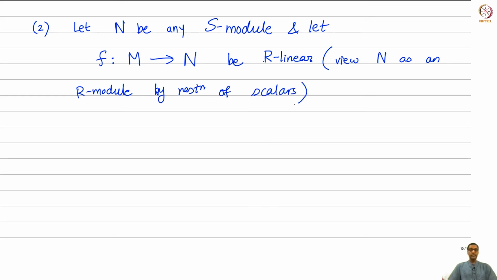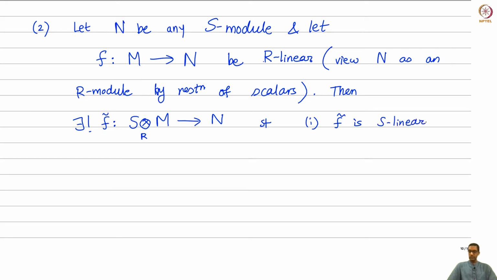Okay, so when you do this, both sides become R modules and you can talk about R linearity. So F is an R linear map. Given any such map, there exists a unique map F tilde from the extension of scalars of M, from S tensor M over R, to N, such that two properties hold. One, this map is S linear.